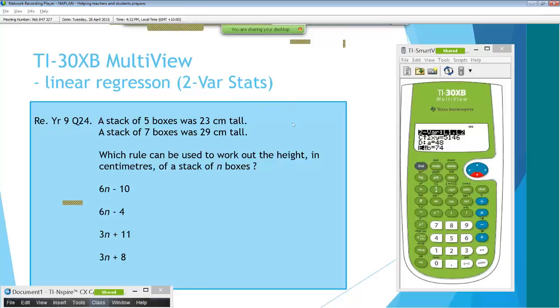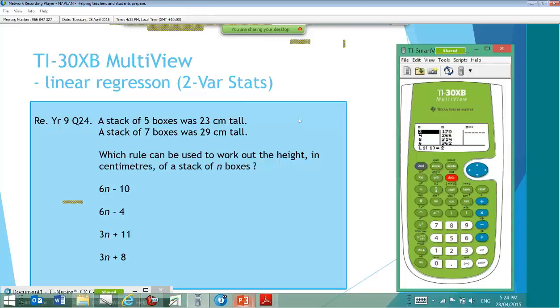All you need to do there is in the data, actually, if I hit data twice, I get the option of clearing lists. I can clear lists individually, or I can clear all of them. So I match 5 boxes with a height of 23 centimetres. Bang, bang. And I match a stack of 7 boxes with a height of 29 centimetres. And how sweet this is, because you can then do, once again, the regression.